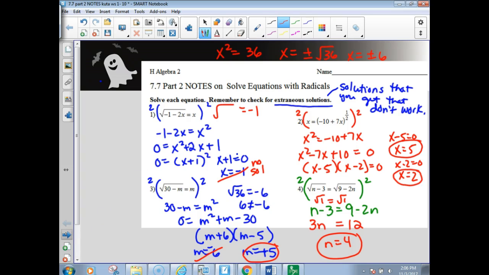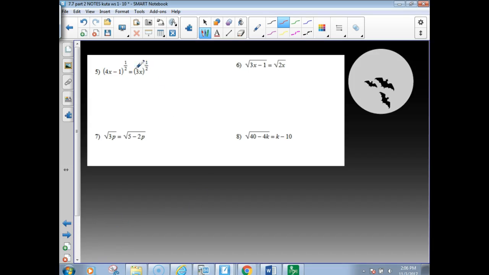Okay, can I move? Okay, number 5. 1/2 exponent is the same as the square root. Square both sides. You get 4x minus 1 is equal to 3x. Subtract 3x from both sides and add 1, you get x is 1. Plug back in 1, you'd get the square root of 3 equals the square root of 3, and that's okay.